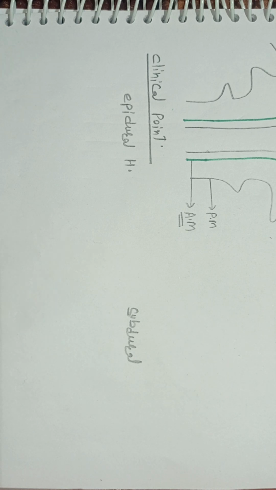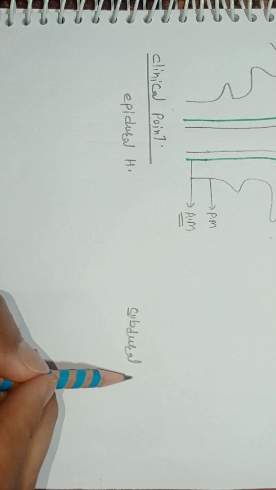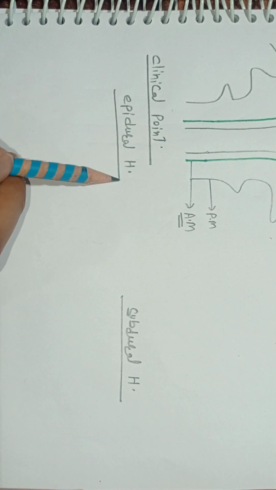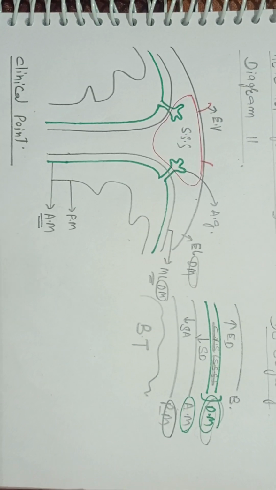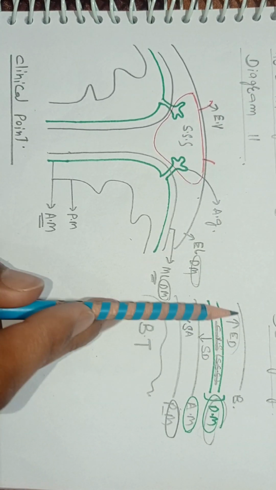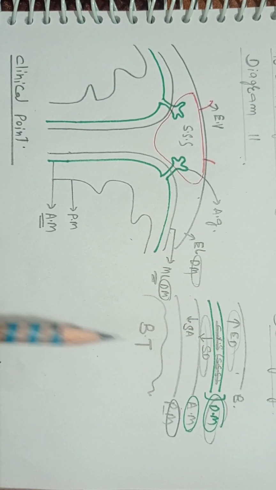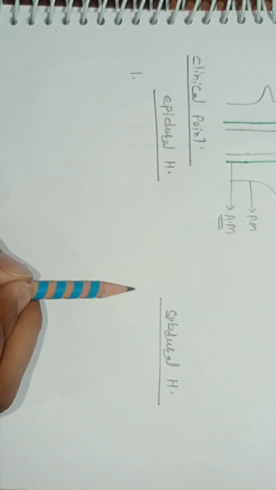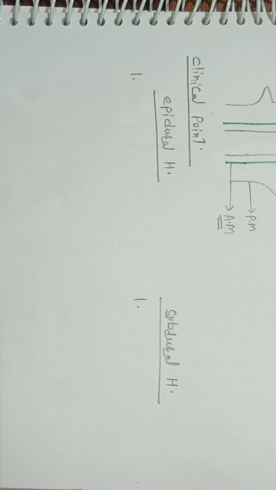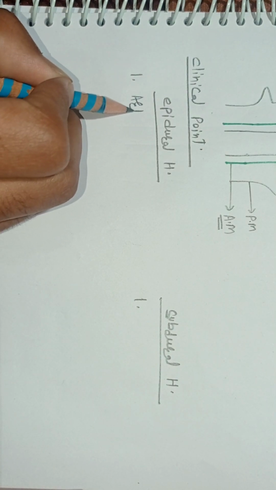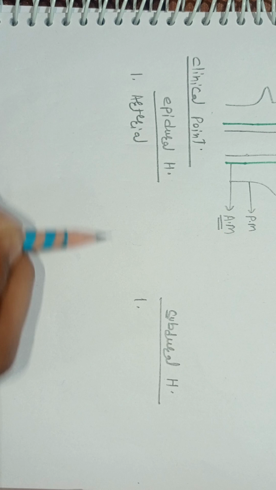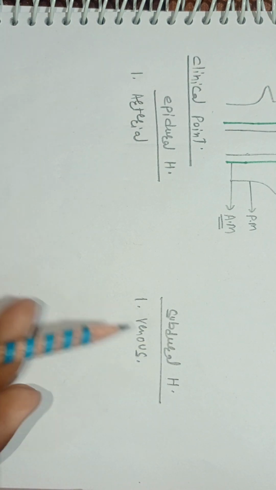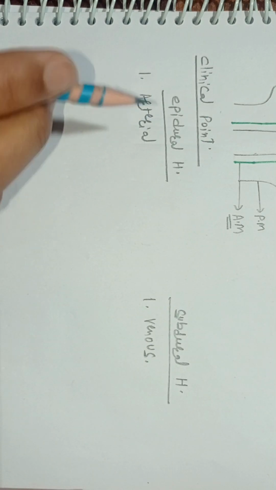And how can we differentiate between the epidural hemorrhage and the subdural hemorrhage? What is the difference between them? How can we say this hemorrhage is in the epidural space or in the subdural space? Simple 4 points we will remember. First point, the epidural hemorrhage is mainly arterial, and the subdural hemorrhage is mainly venous. So if this is venous hemorrhage, it is subdural hemorrhage. If it is arterial hemorrhage, it is epidural hemorrhage.